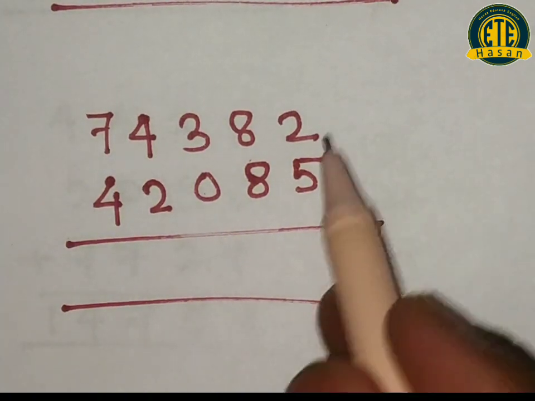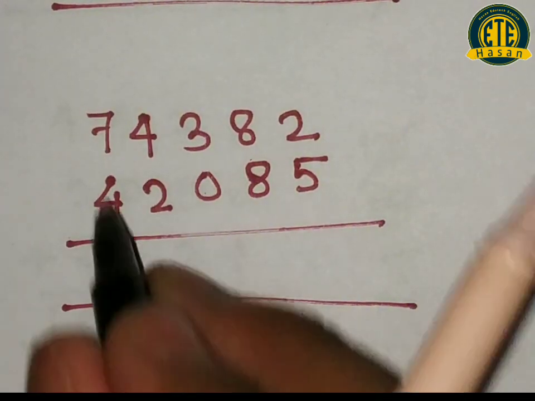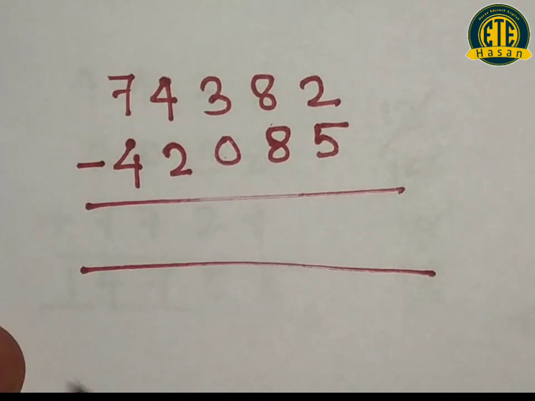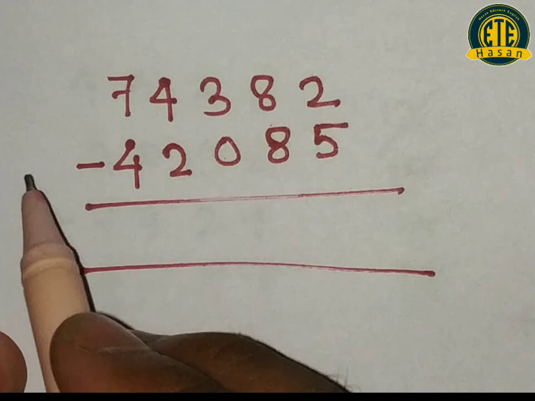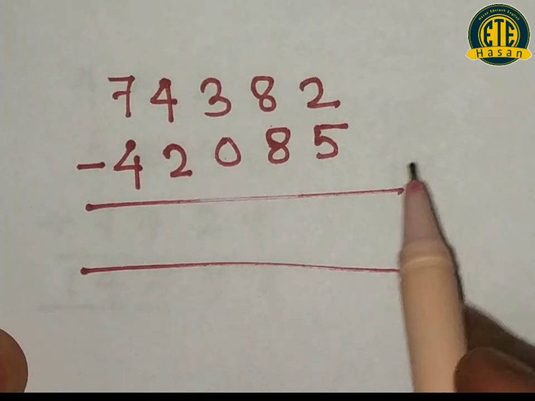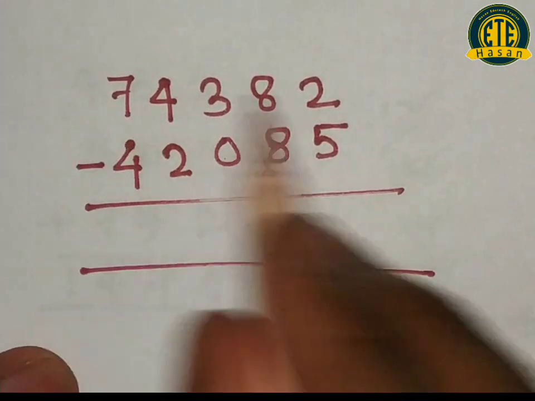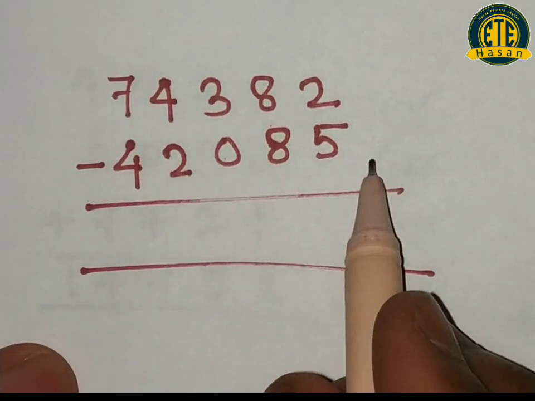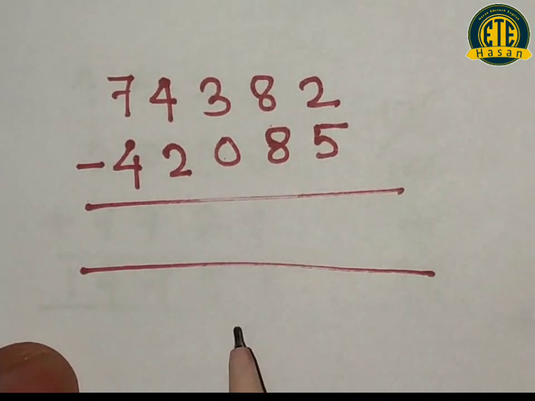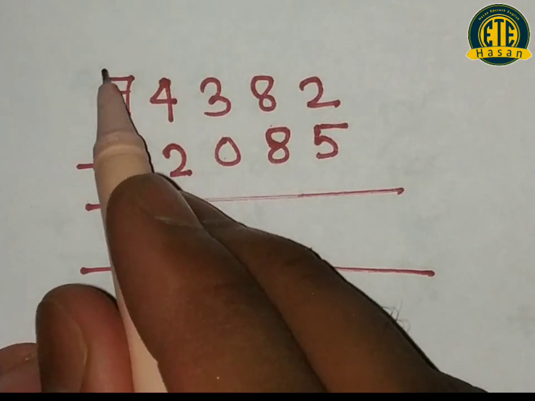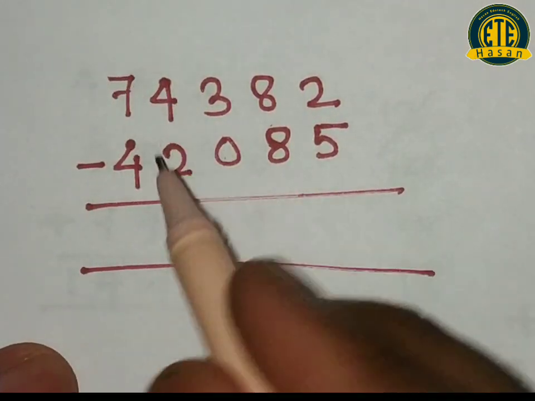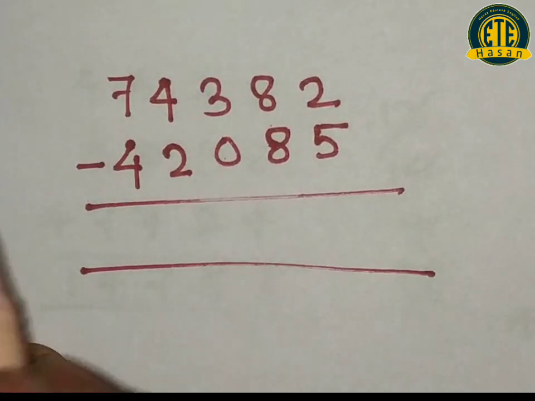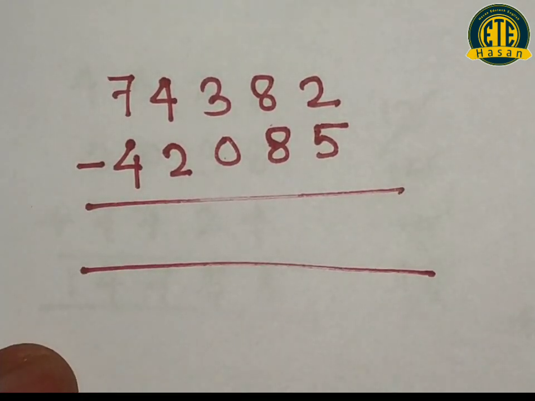Oh sorry, there is no minus sign, so I am putting a minus sign here. We have to subtract the bottom number from the top number. The top number has 5 digits and the bottom number also has 5 digits, so we can subtract. The last digit of the top number is 7 and of the bottom number is 4. 7 is bigger than 4, so no problem, we can subtract.